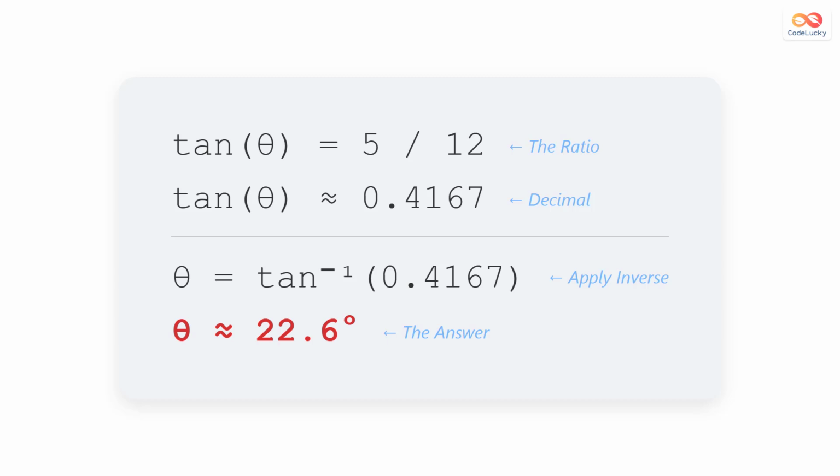We start by writing the equation. Tangent of theta equals 5 divided by 12. 5 divided by 12 is approximately 0.4167. To isolate theta, we apply the inverse tangent to that number. The result is approximately 22.6 degrees.